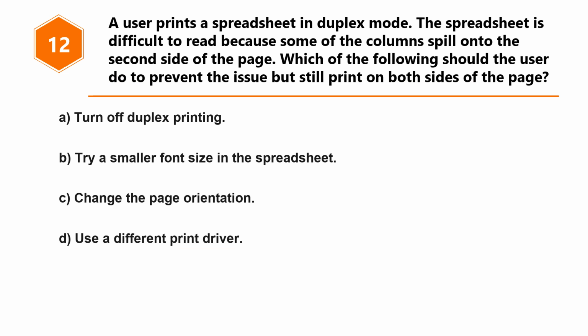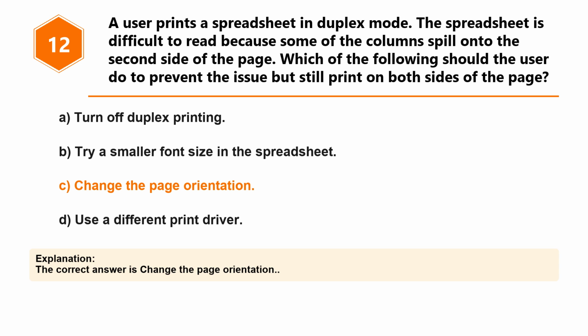Question 12. A user prints a spreadsheet in duplex mode. The spreadsheet is difficult to read because some of the columns spill onto the second side of the page. Which of the following should the user do to prevent the issue but still print on both sides of the page? Option A, turn off duplex printing. Option B, try a smaller font size in the spreadsheet. Option C, change the page orientation. Option D, use a different print driver. The correct answer is option C, change the page orientation.